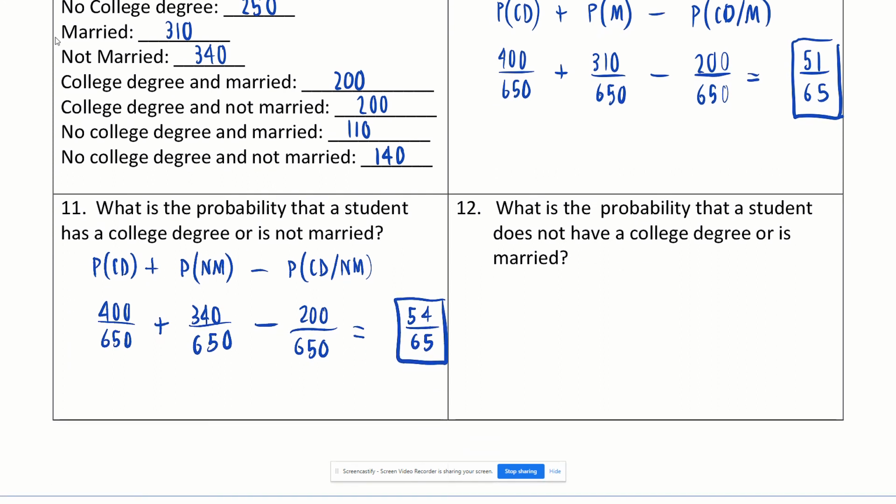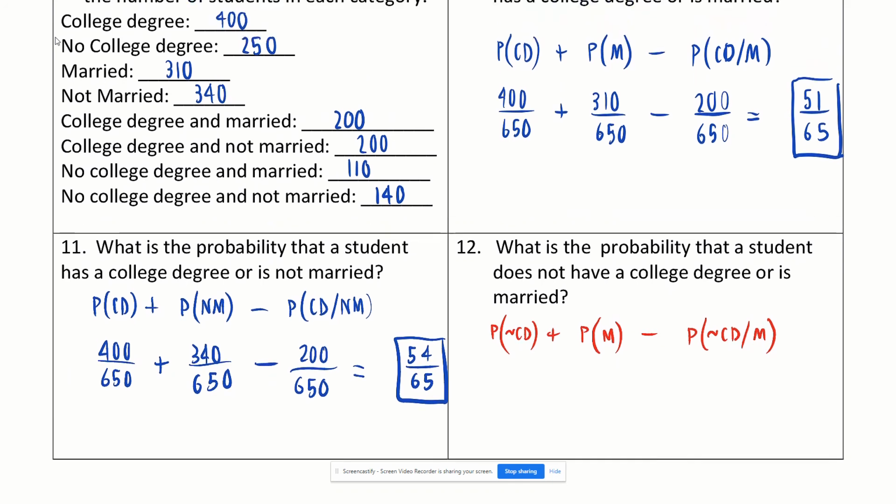Okay, last one. What's the probability that a student does not have a college degree and is not married? So look, guys, this is the probability of not college degree plus the probability of married minus the probability of not college degree and married. That's what I'm doing. So what is the probability of not college degree? Well, that was 250 of those, right? So your chart up there.